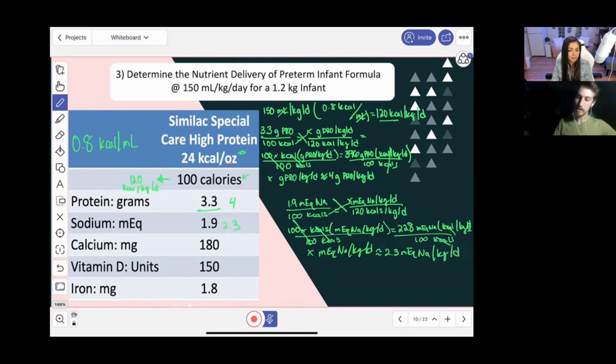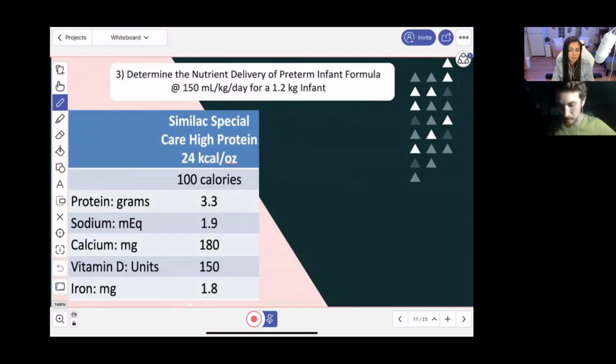Okay, perfect. So Janine, I'm going to let you take the reins here for calcium once again because you proved to be so good at it before. Let's do it. So where do we start? So here we have 180 milligrams of calcium over 100 calories. And it's going to equate to our X milligrams of calcium per kilogram per day over 120 kcals per kilogram per day.